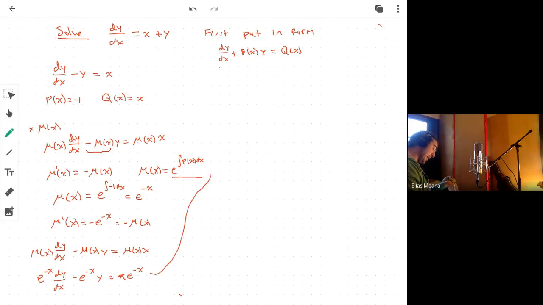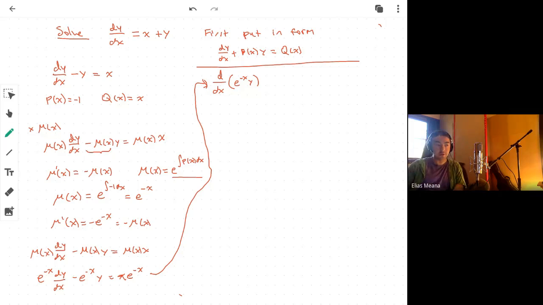And so if you notice, the left-hand side is just the product rule of e to the minus x y. That's all it is. It's the derivative of y times e to the minus x plus the derivative of e to the minus x times y, which is exactly e to the minus x dy dx minus e to the minus x y. Right? And the right-hand side is just x e to the minus x. Okay, so far so good. Everybody okay with this so far?